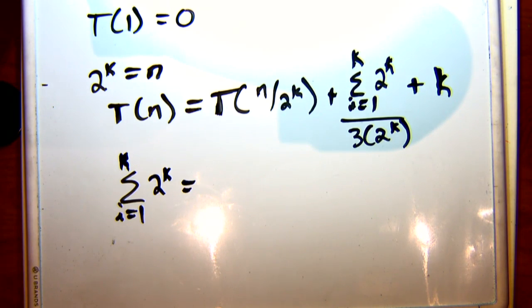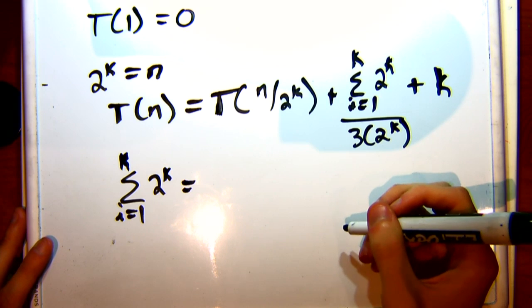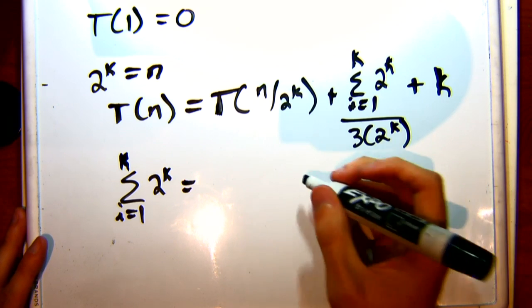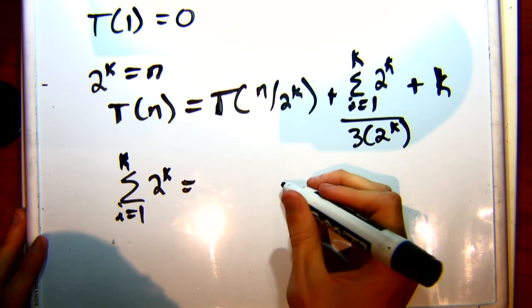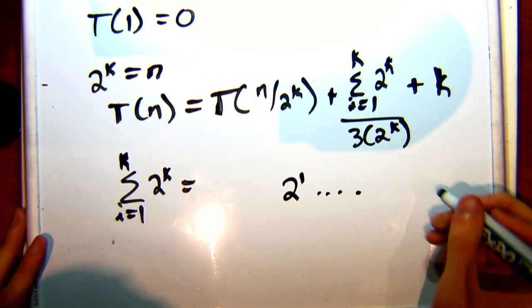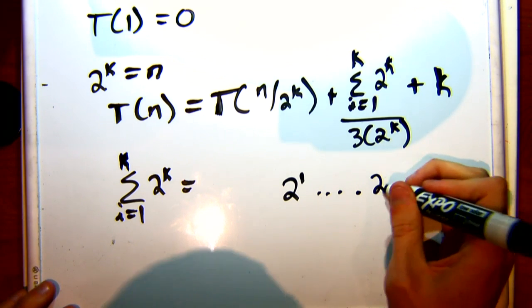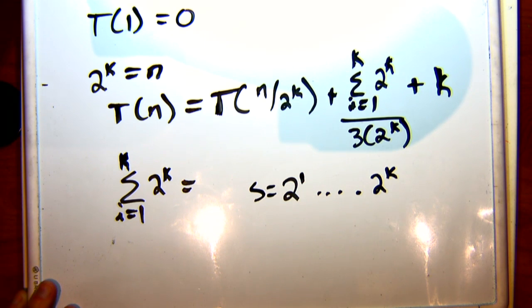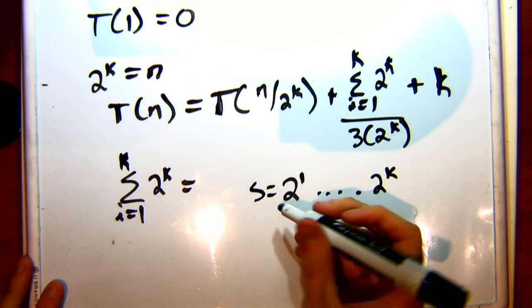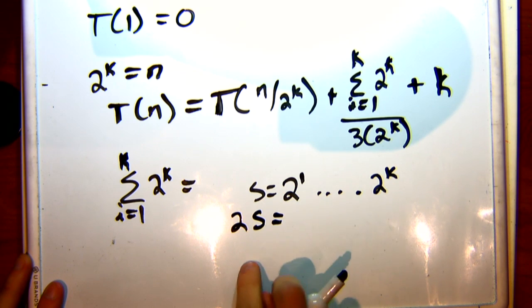So when we have geometric sums, there's a little trick we can do. If you have Zumlansky, you've definitely seen this. If you don't have Zumlansky, then you might have seen this, I don't know. But basically the trick is you write out the series. So this is going from 2 to the first to 2 to the k. And we call that series S. And then we multiply that S by the base, basically. So we multiply that S by 2.